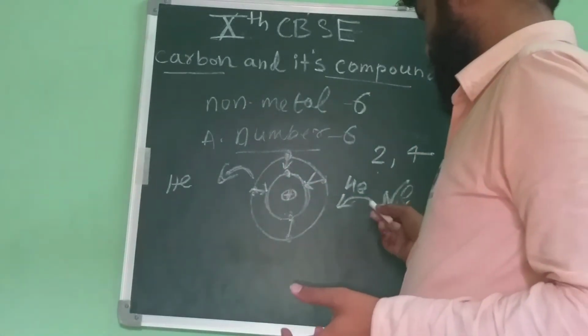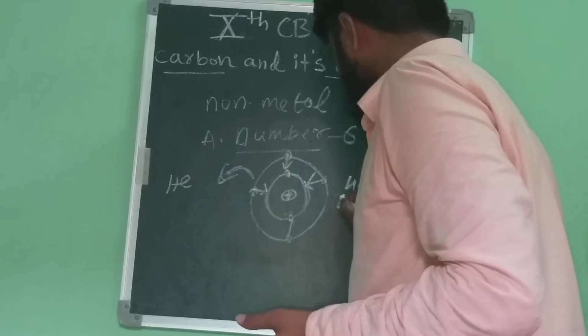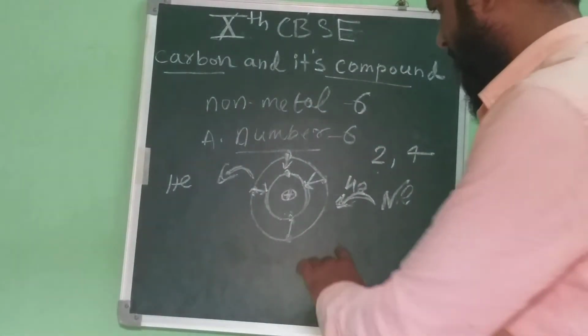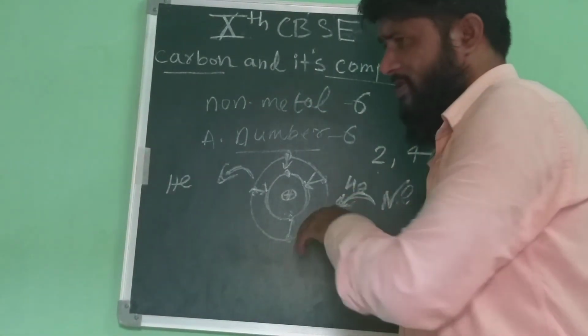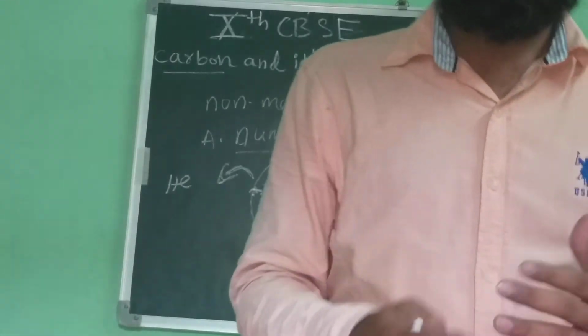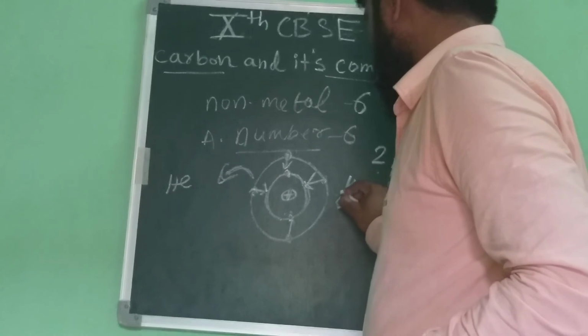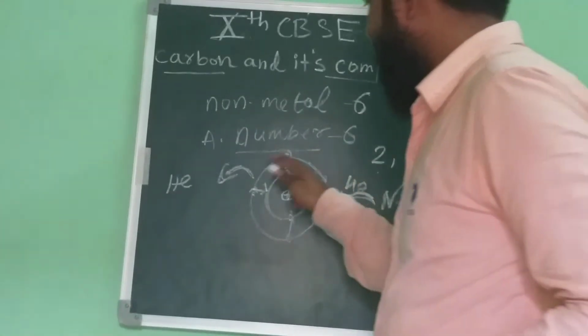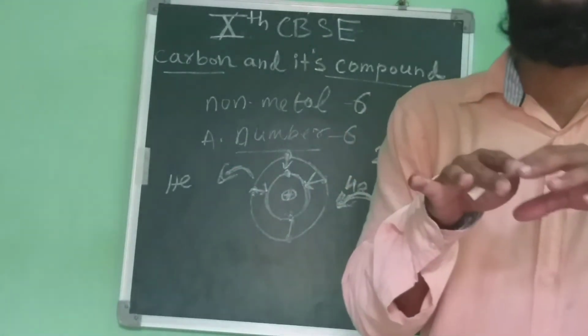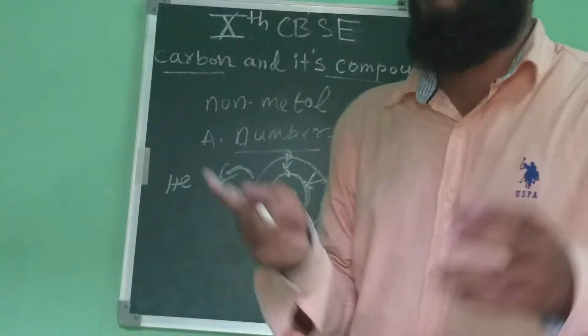Now, for taking 4 electrons extra to complete its octet, what will happen? It will not take 4 electrons, because when it takes them, the new electrons will repel the outermost electrons.